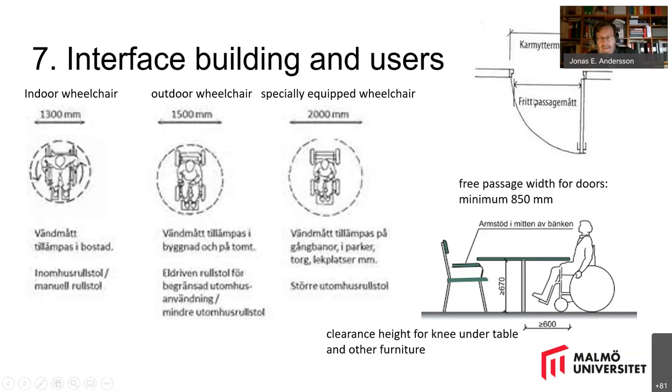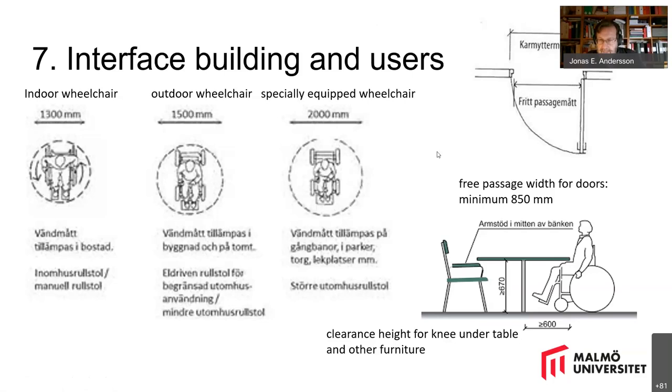And of course, this also raises the question about the free passage width for door or doorways, that in the Swedish case, and I think that's the general distance for most Nordic countries, is about 850 millimeters, that the free space between the framework frame for the door and the side of the door leaf should be at minimum 850 millimeters.